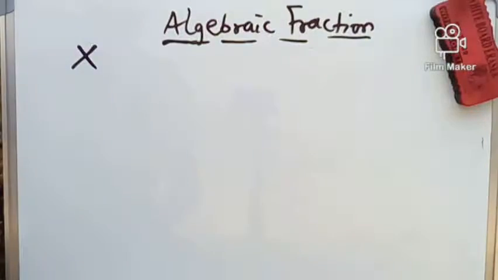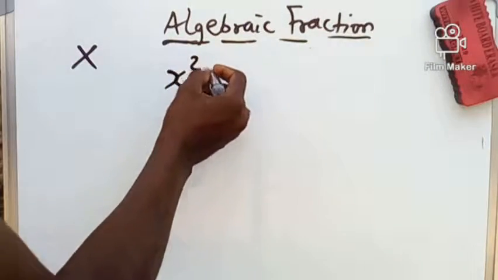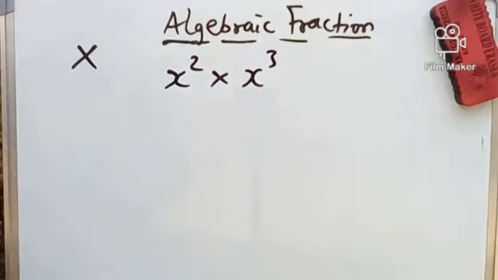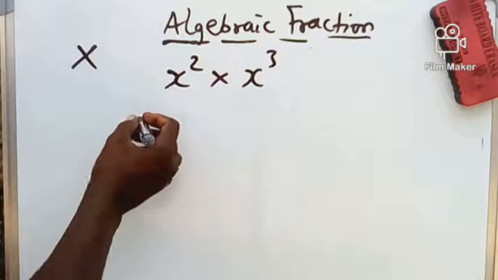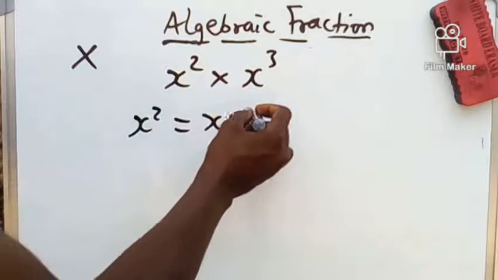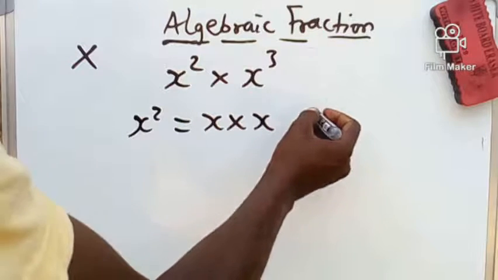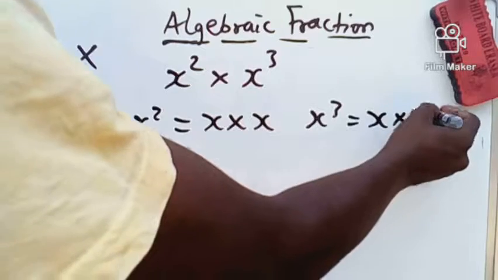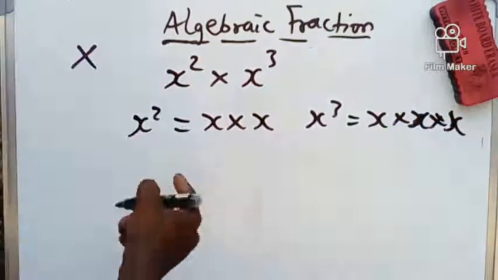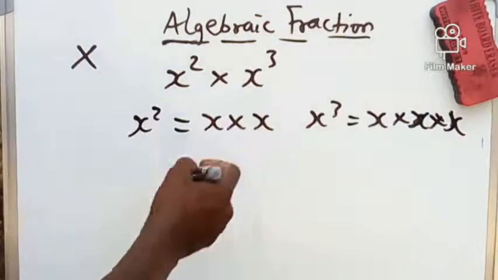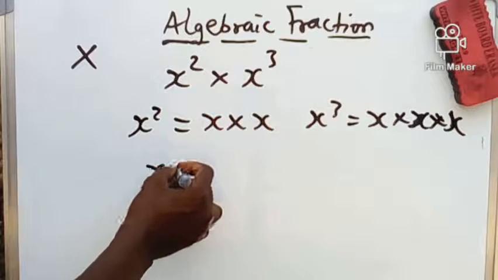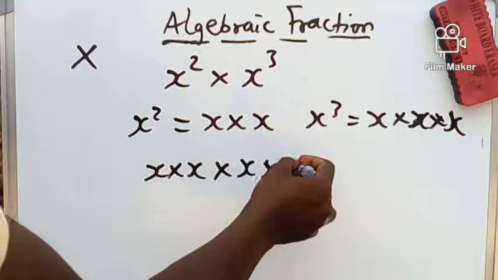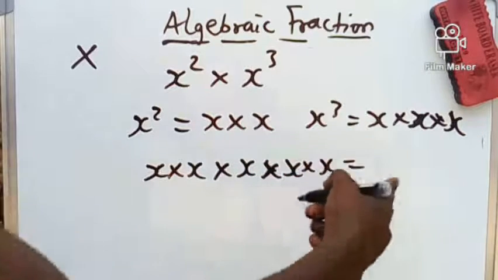So let's say we have x squared multiplied by x cubed. How do we take care of this? Now notice that x squared is the same thing as x multiplied 2 times, and x cubed is the same thing as x multiplied 3 times. So when we have x squared multiplied by x cubed, it simply means x multiplied 2 times, multiplied by x multiplied 3 times.